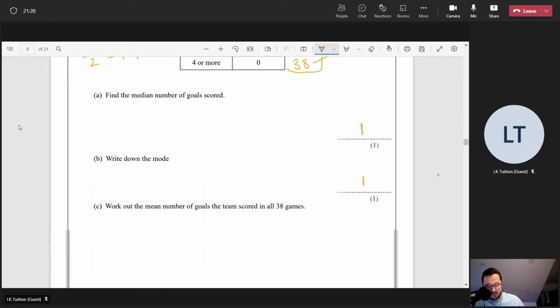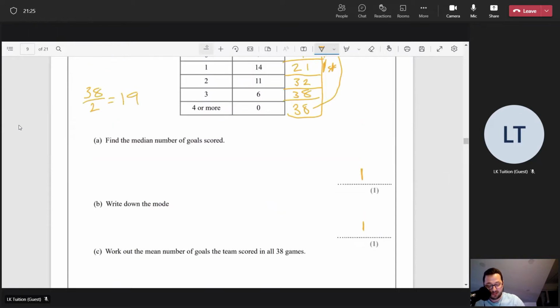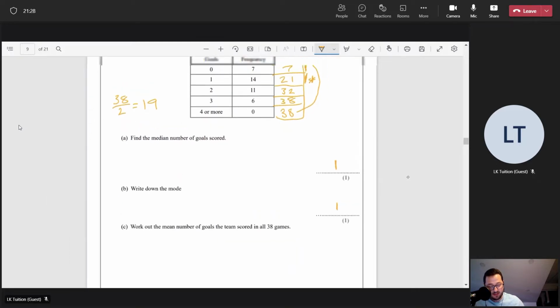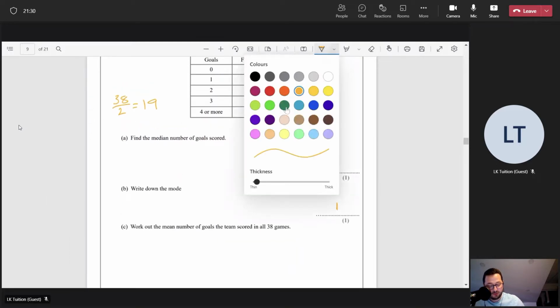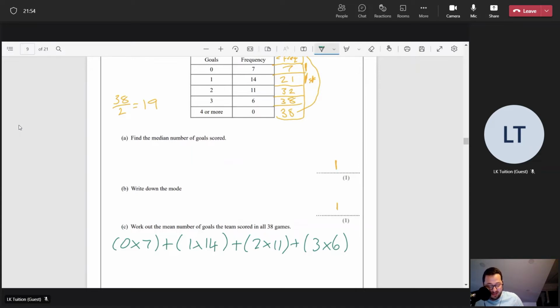C says work out the mean number of goals the team scored in all 38 games. So let's just zoom out slightly for a sec. Okay, so all we do with this, let's grab a different colour. You're going to do the number of goals times the frequency, add them up for each section, and then divide by how many there are. So it's going to be 0 times 7 plus 1 times 14 plus 2 times 11 plus 3 times 6. All right, and then 4 or more, there's none, so we don't have to do that. And then it's going to be all over the total, which is 38.